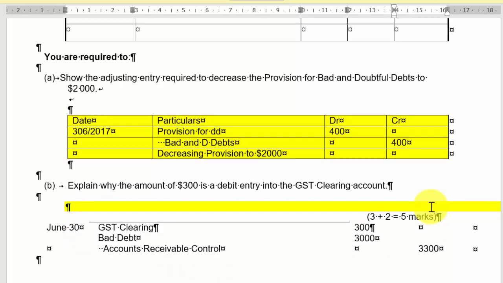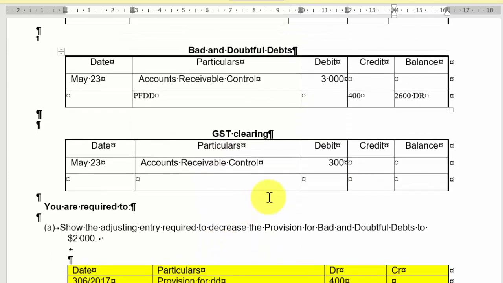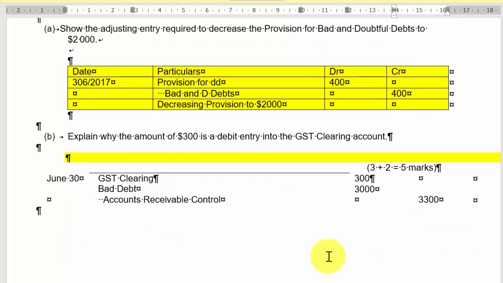What it's also asking you in Part B is why has $300 been debited to the GST clearing account? And that's shown here. So why has that been done? Like with the earlier analysis of transaction type entries that I showed you before, I'm going to reconstruct now. GST clearing was debited by $300 and the credit is accounts receivable control. So what I've done here, this is just on the scrap piece of paper, I've got GST clearing debit and accounts receivable control credit.